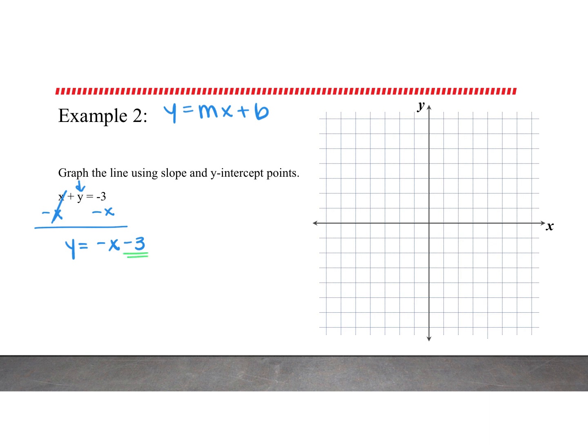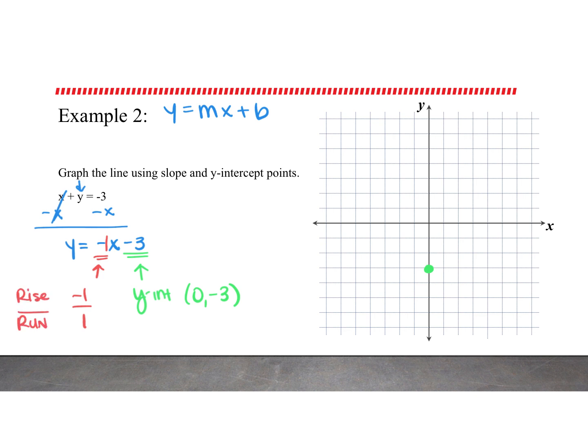So our y-intercept is right here. It's our negative 3 this time. So that's 0, comma, negative 3. And then our slope is this negative 1. Now it's helpful if you go ahead and put that into a fraction. So any whole number can go over a 1, and that will help you with your rise over run movements.